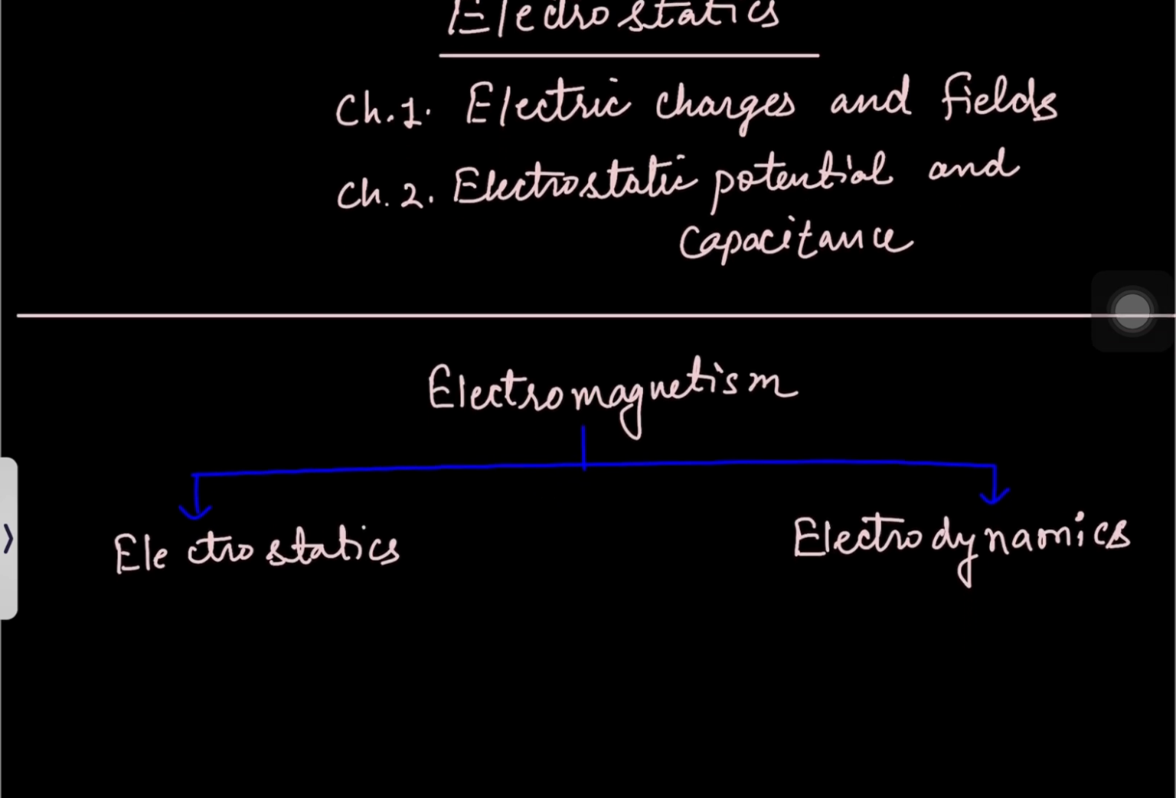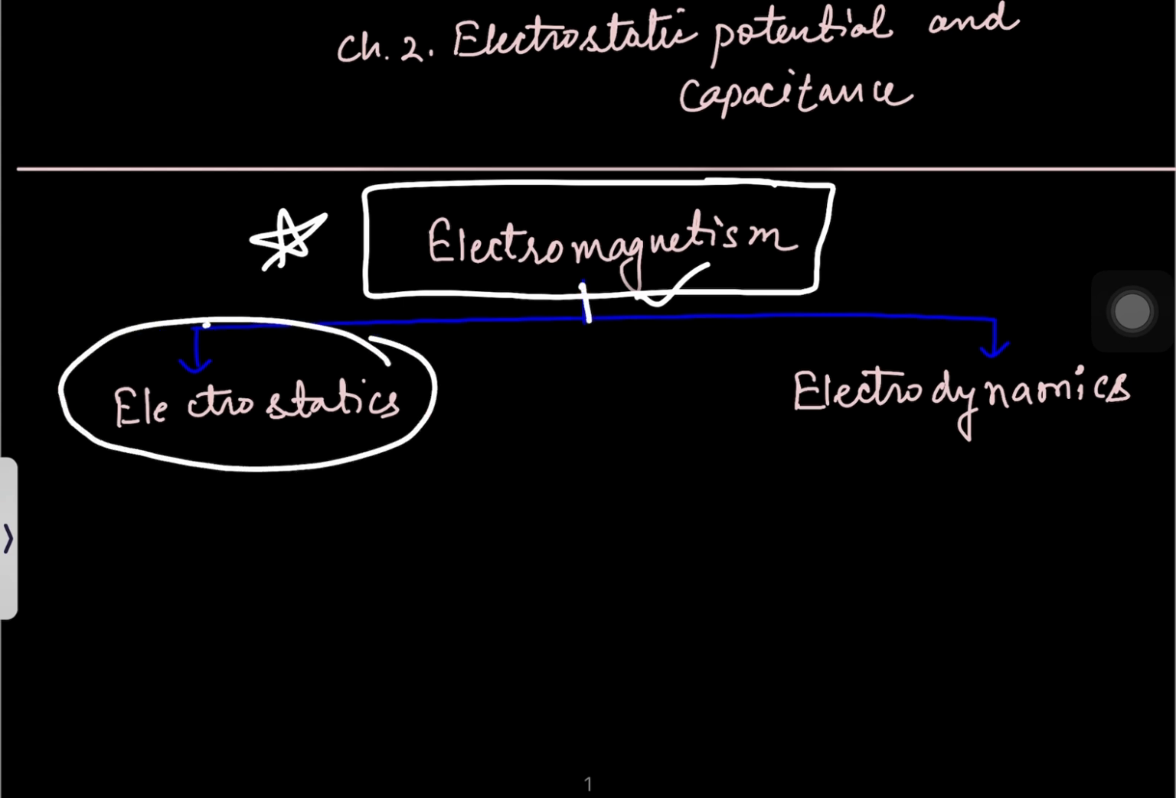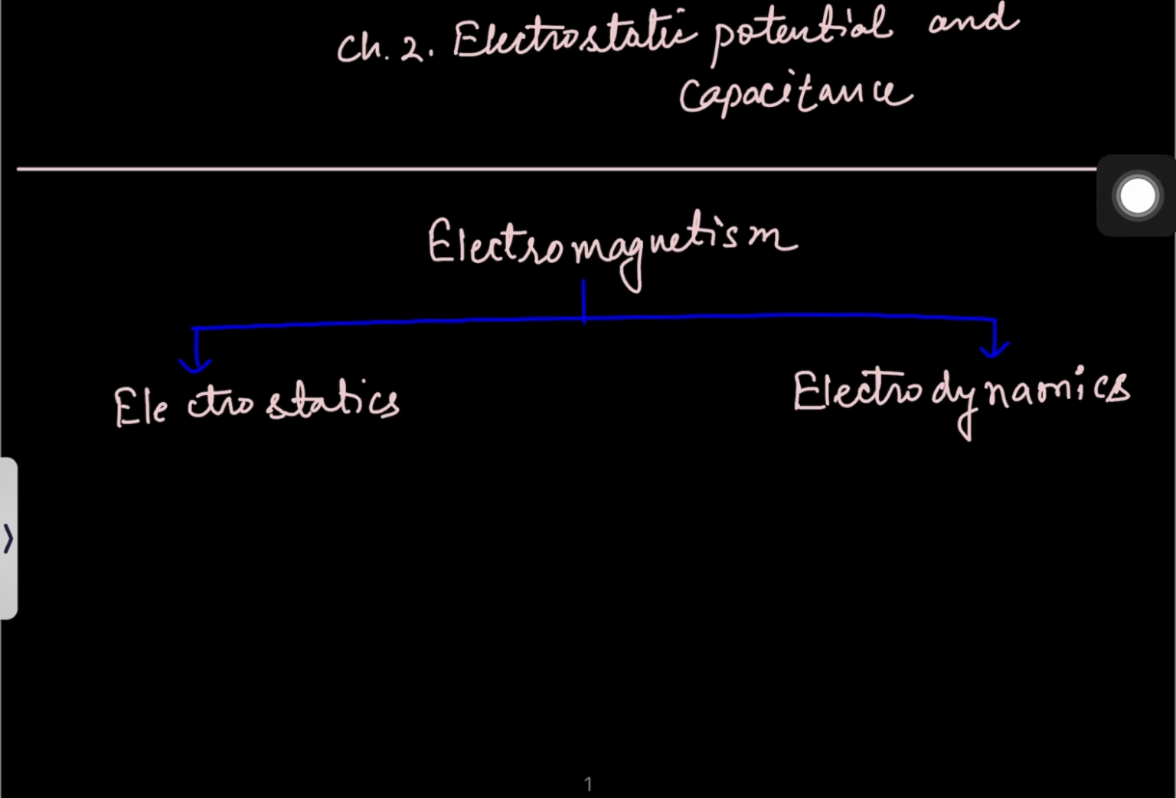So let us begin with the branch of electromagnetism. So this is the supreme branch, electromagnetism. It covers two sub branches. Number one is electrostatics and second one is electrodynamics. As the name suggests, if we are going to talk about the electro, the meaning of electro here represents the charge. So charge. And statics means the charge is present at rest.